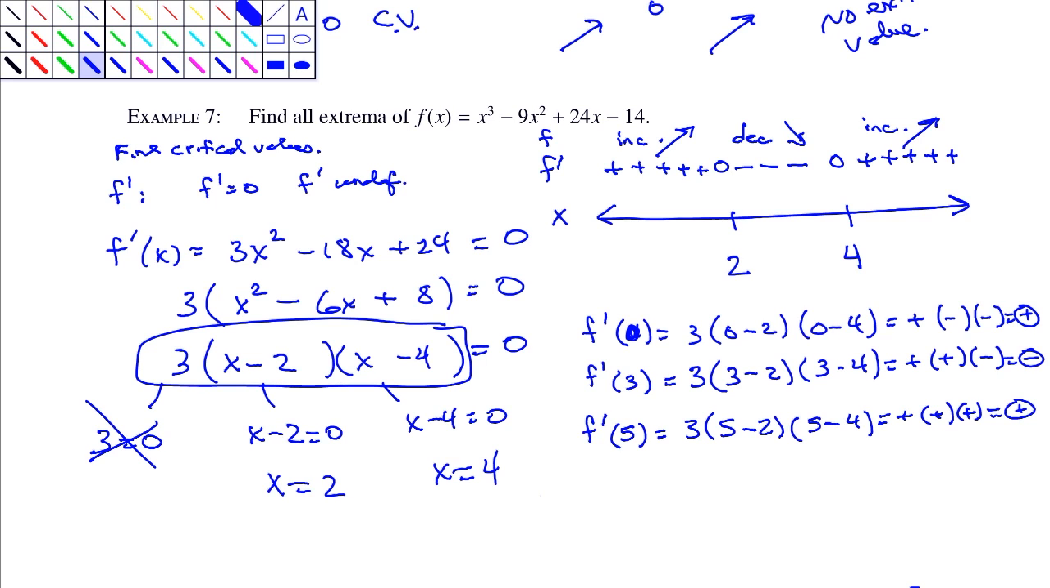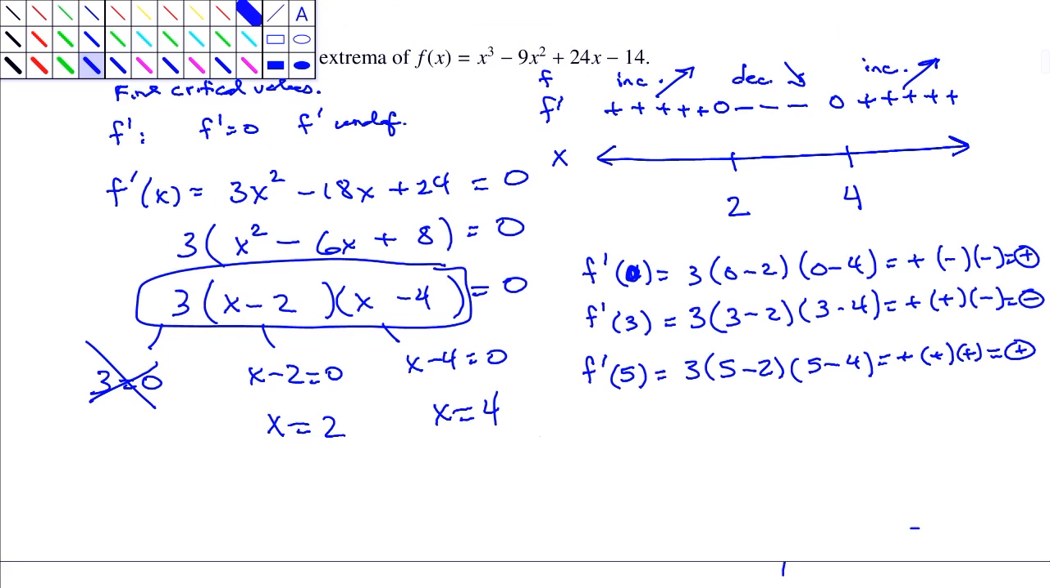Now, if we know where the function is increasing and then decreasing, we can find the extrema. A maximum comes from increasing followed by decreasing. So where do we have a local maximum? X equals 2. So we have local max.